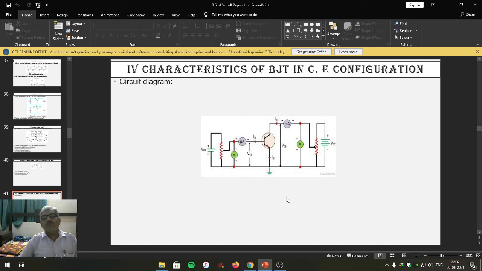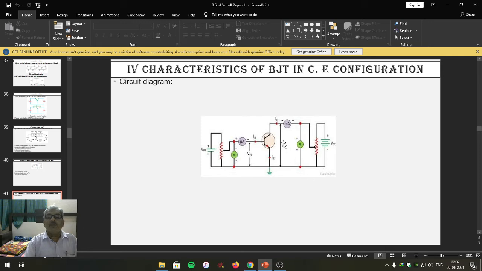Student friends, BJT in common emitter configuration has two characteristics, IV characteristics. One is the input characteristics and second one is output characteristics. We are going to study both the characteristics, and to plot both the characteristics, the circuit diagram used is represented here. So this is the circuit diagram that is used to plot the IV characteristics of BJT.